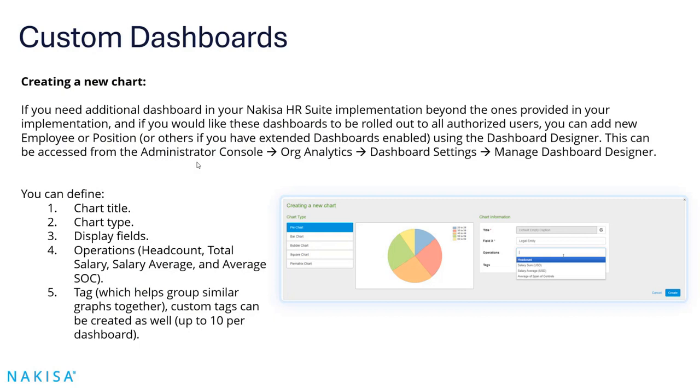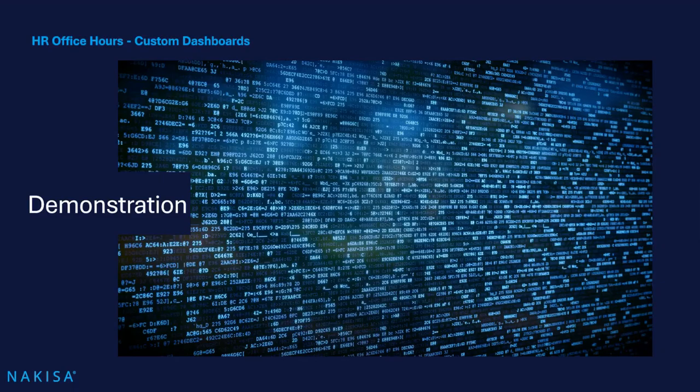From the admin console, you can just simply go to the org analytics. You can select the dashboard settings, and then you can say manage dashboard designer, and there you can start adding the different types of information that you need. Of course, for this to work, you need to have the data to support it. So you cannot add employee class if it's not available in the drop down. You need to make sure that you configure the application to pull this data first. Once it's there, you can always create these KPIs and graphs on it. So let me go into the application and show you how you can create these dashboards.